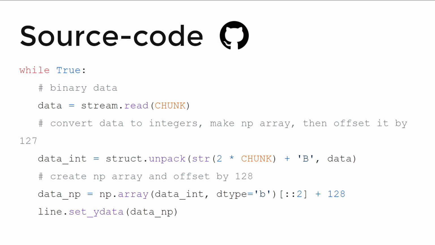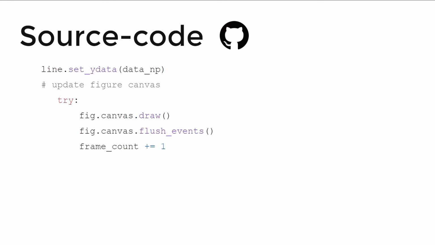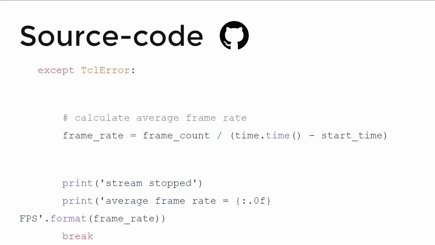So data equals np dot array creates an np array, and we are giving an offset of 128. So line dot set y data, data dot np, we have created the variable in the previous line, and line dot set y data, and try, we will try to draw the figure. If it's not working, then it would just exit without showing an error. So try that and except.